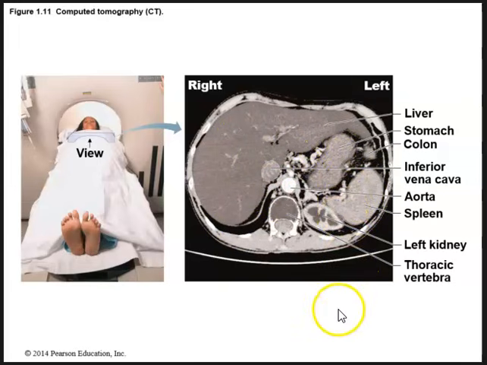So here specifically, we can see part of the liver, we can see part of the different vessels. We can even see a kidney here, part of the thoracic vertebrae, the spleen, which would be on the left, and then this is the aorta, a very major blood vessel which transports oxygenated blood to the rest of the body.